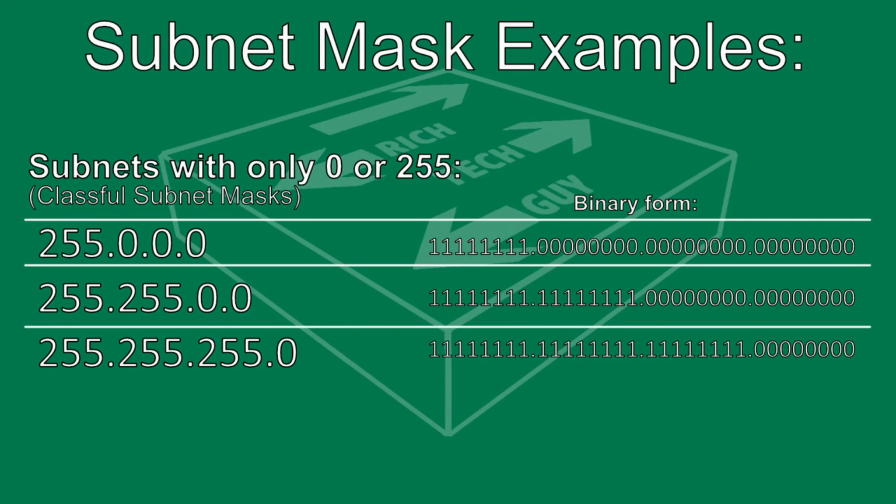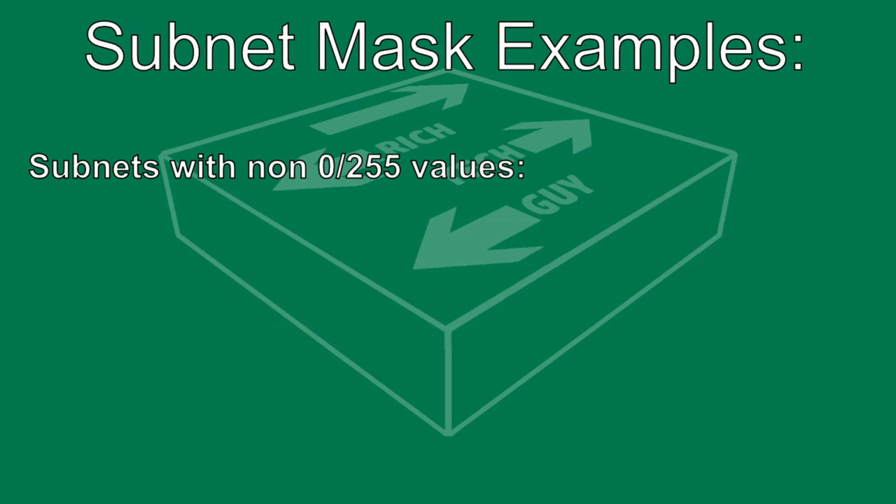So this is why subnet masks will be either just octets of 255 and zero, so like a 255, 255, 0, 0, or you can have 255, 0, 0, 0, in the case of a class A subnet mask, or you can have 255, 255, 255, 0.